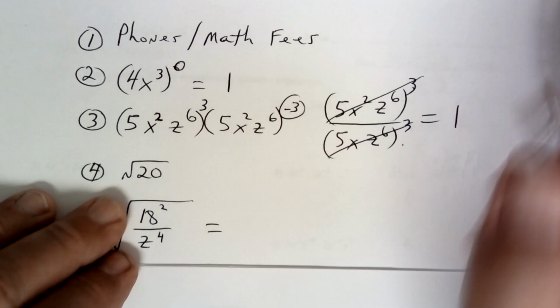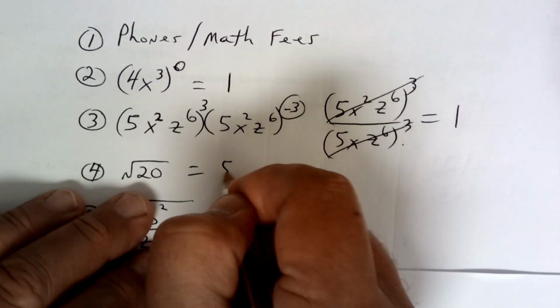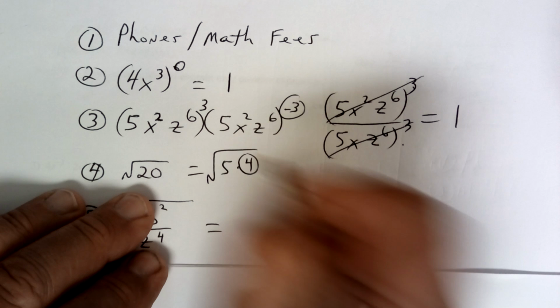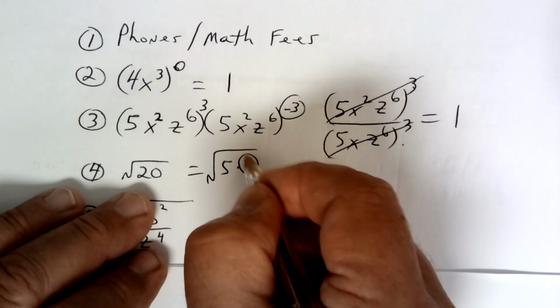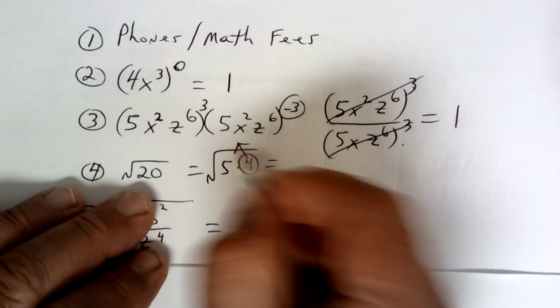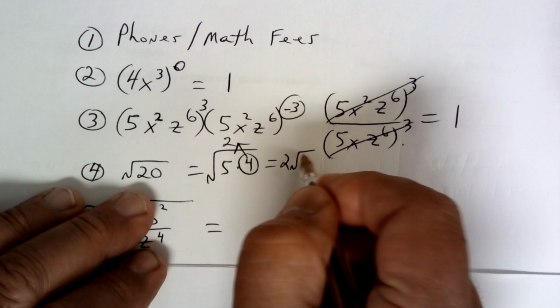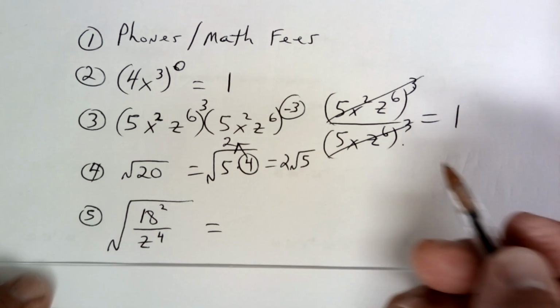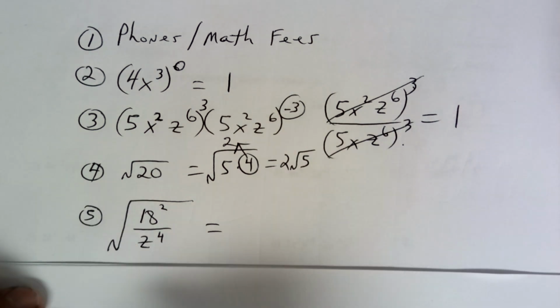The square root of 20 is 5 times 4. 4 is a perfect square. The square root of 4 is 2. So the answer is going to be 2 square root of 5. That's called extracting roots.